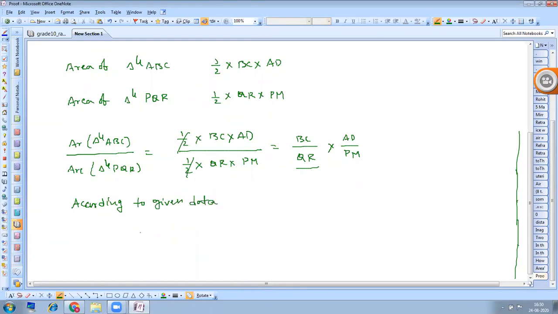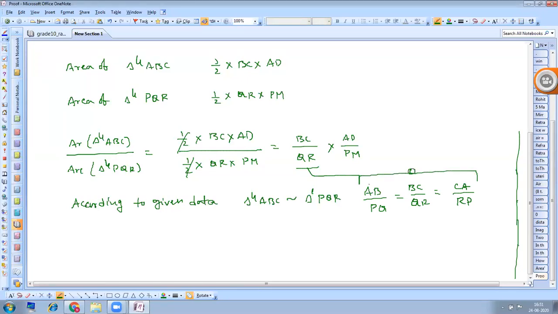According to the given data, triangle ABC is similar to triangle PQR. So from here I can write AB by PQ will be equal to BC by QR will be equal to CA by RP, or AC by PR. So this one I can replace with any of these three ratios, because all three ratios are the same.